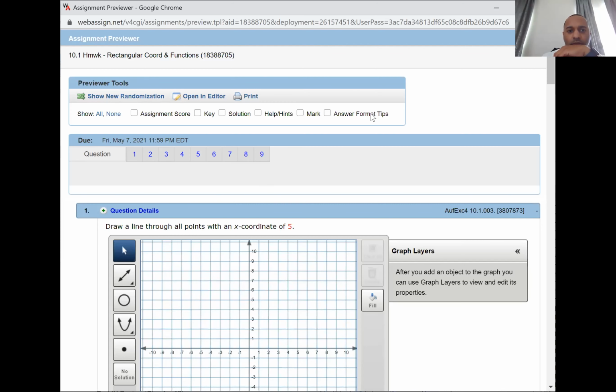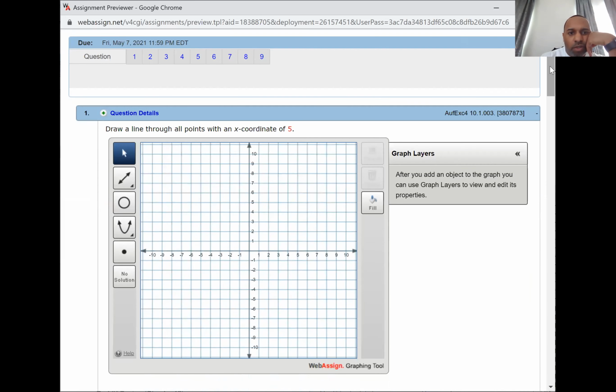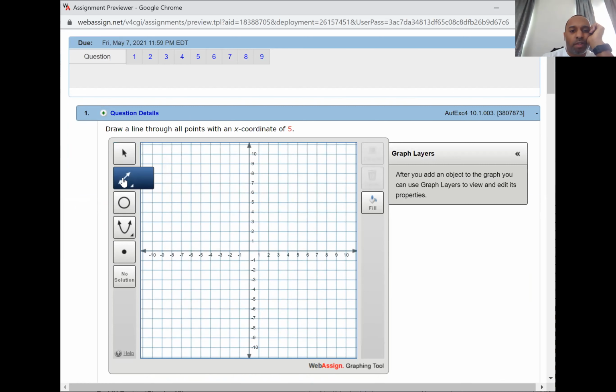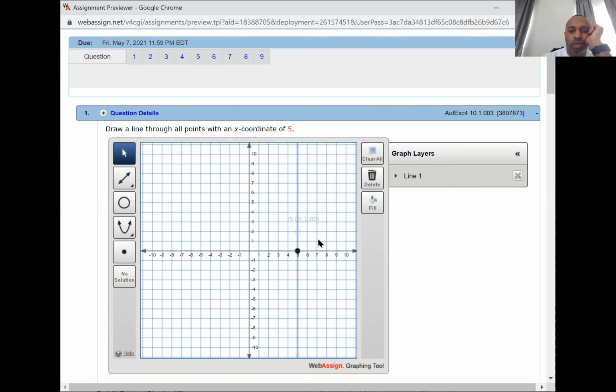All right, so hopefully you guys can see the screen, the graph and everything. It says draw a line through all the points with x coordinates of 5. If you're talking about x equal to 5, all your coordinates are 5, that should give you a vertical line. I believe we talked about vertical lines, but if all your points' x coordinates are 5, you want to draw a line, so you click on this one right here, and just 2 points should do it.